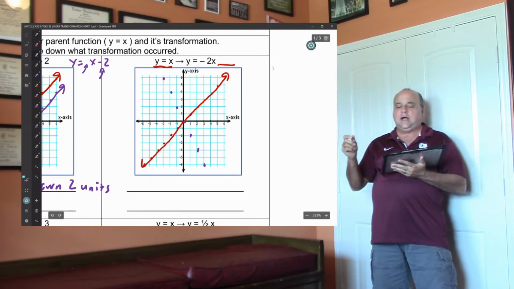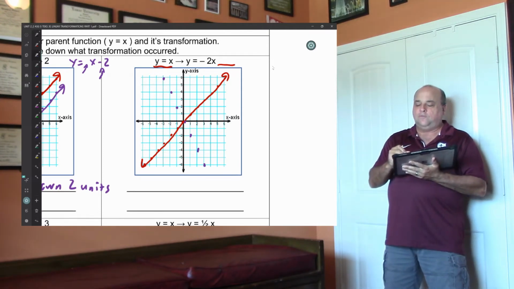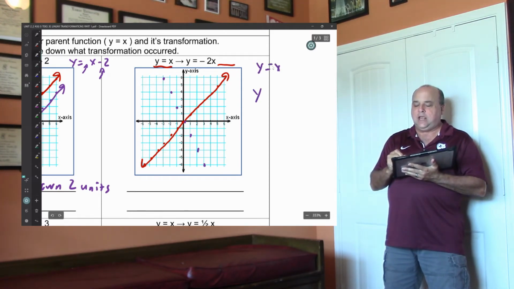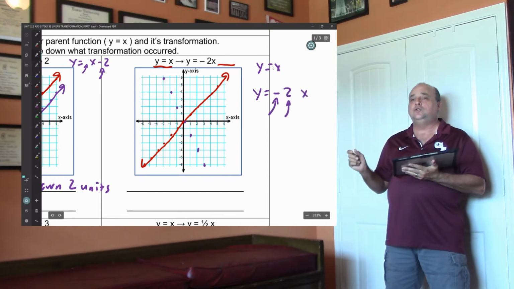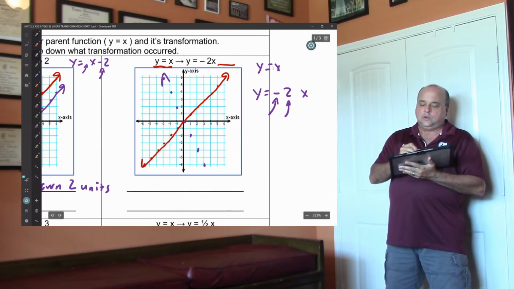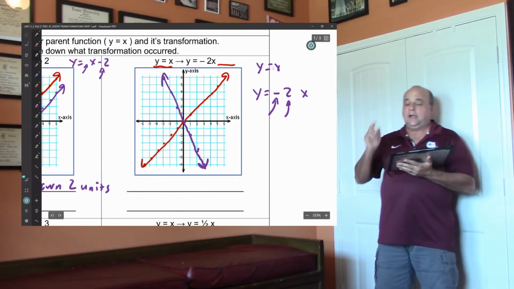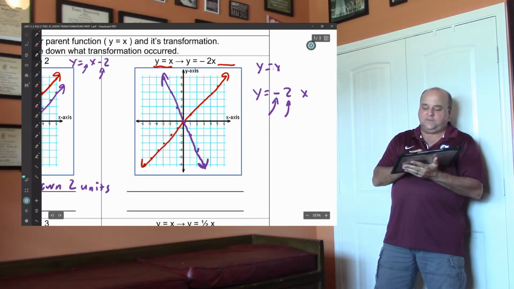So I have my blue dots, right? I'm going to go from y equals x to y equals negative 2x. So what does that negative do, and what does the 2 do? Okay? I'm going to connect these dots, and it's going to do this. So what you're going to write down for this negative is reflect across x-axis.